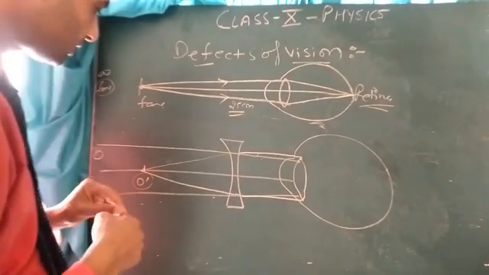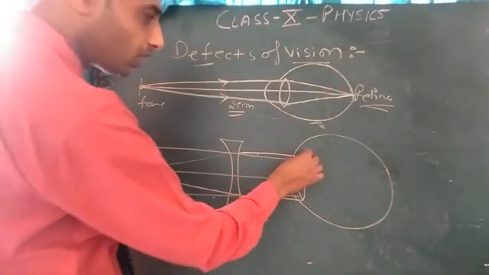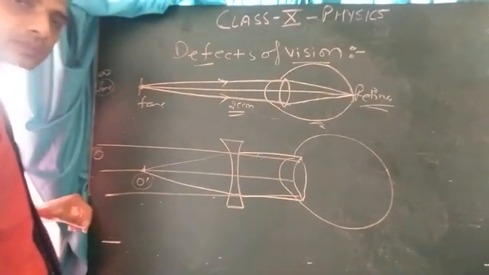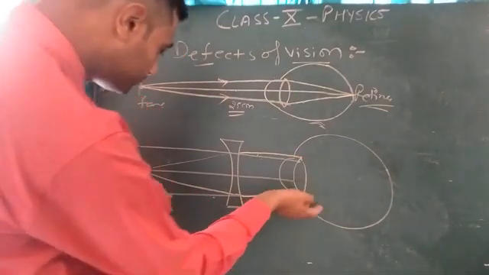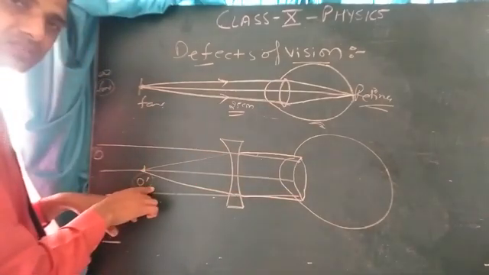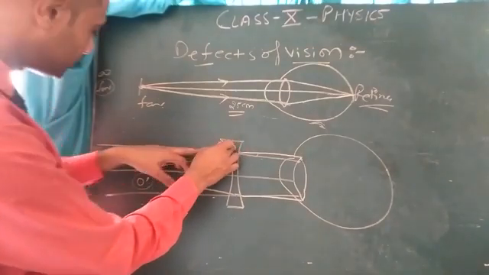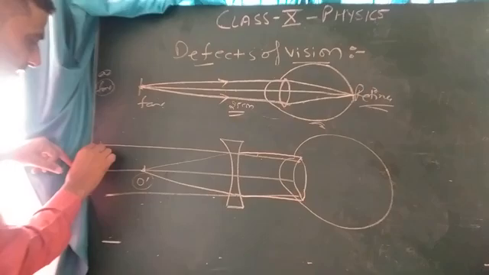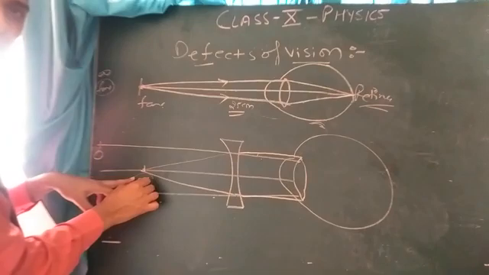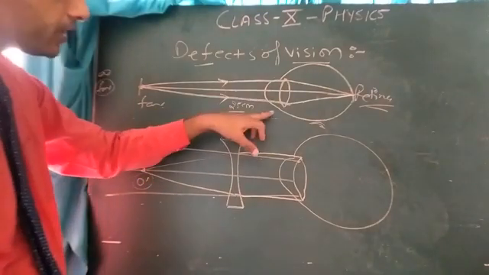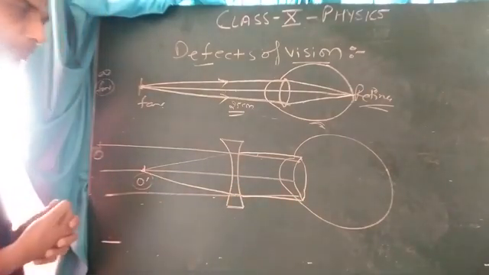So in this case our object is situated at the far point O dash for the eye lens. Now for this eye lens the object is situated at O dash. For the convex lens, where is the object placed? At infinity, at O. But for the eye lens, where is the object? At the far point O dash. And this is the far point for a myopic eye. It means our eye lens can see this object properly.